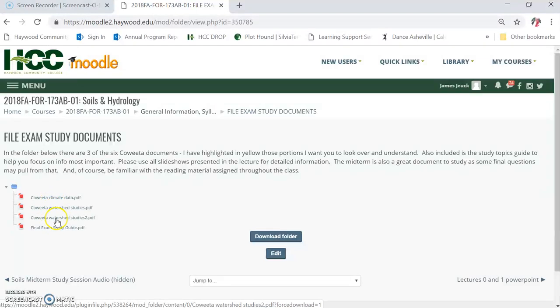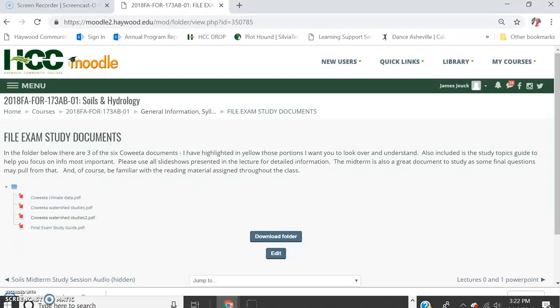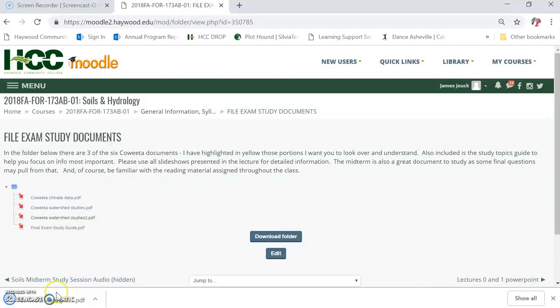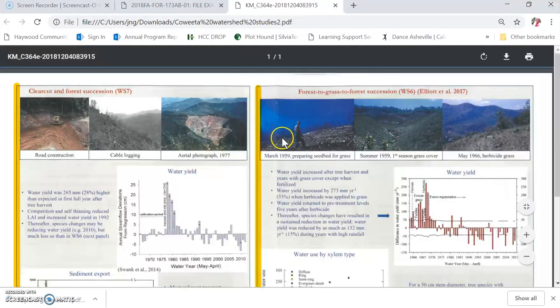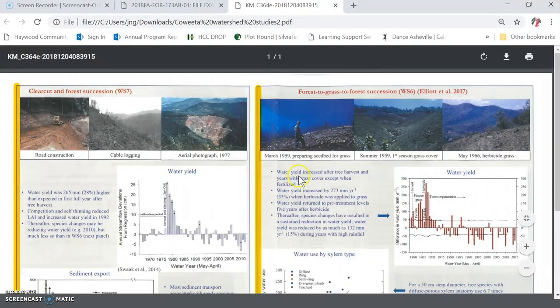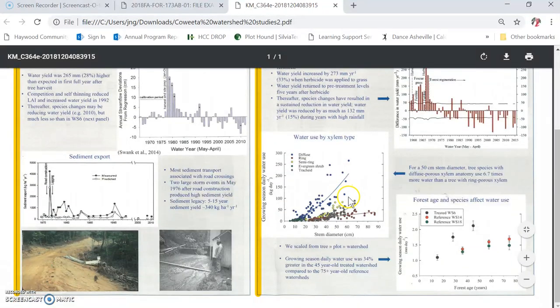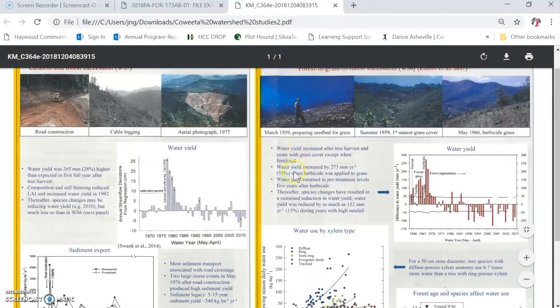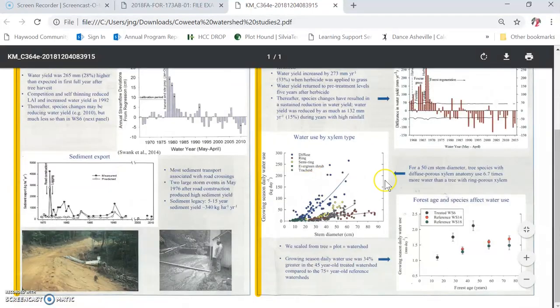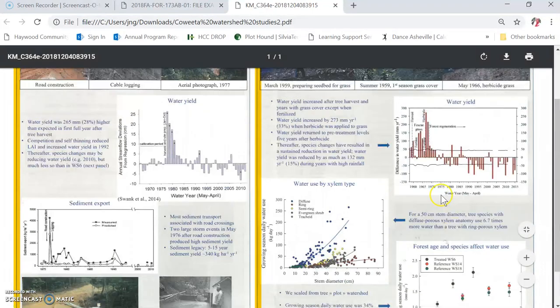For instance, I've marked in the document, anything with a yellow line by it, I want you to look over and just be familiar with some of those terms. What's been going on with these particular studies? I'm not going to get crazy with it, but I do want you to be aware of what some of the conclusions of some of these studies were.